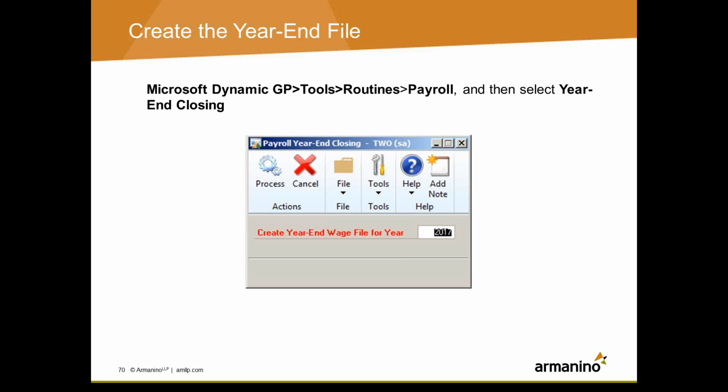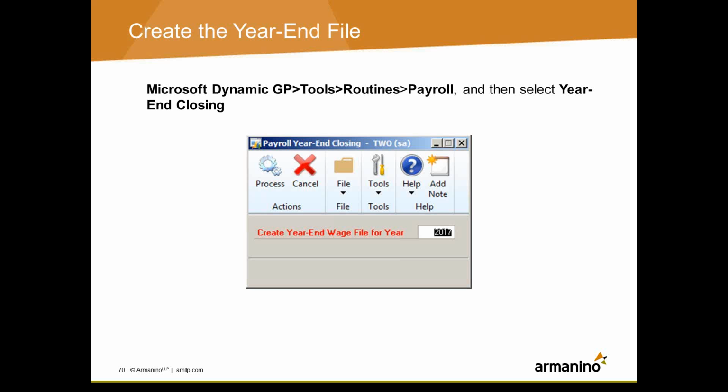To actually create the file, you will go to the GP, Tools, Routines, and then to Payroll and select Year-End Closing. This creates the year-end wage file with annual wage information used to generate the W-2s, W-3s, 1099-R, and the W-2E file for the year being closed.